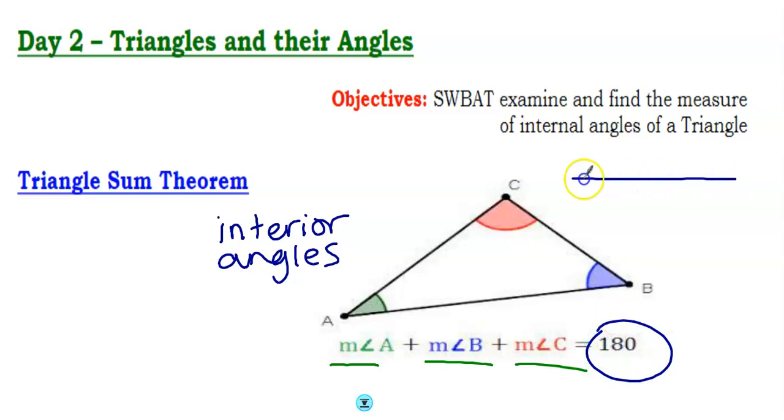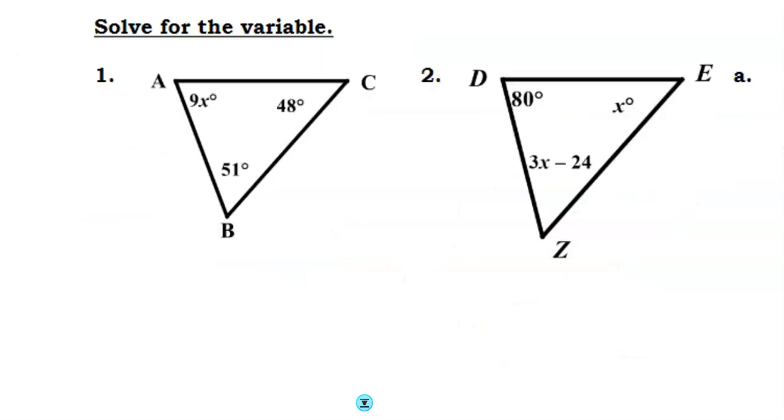It's just like a straight line. So think of three angles of the triangle making it into a straight line. So 180 degrees is the sum of the interior angles. Okay, so let's do it. So these three angles have to add up to 180.